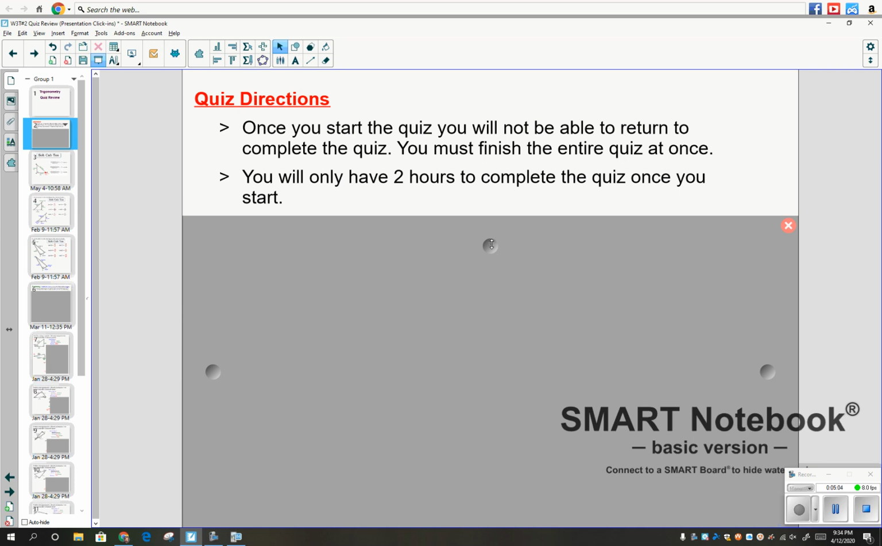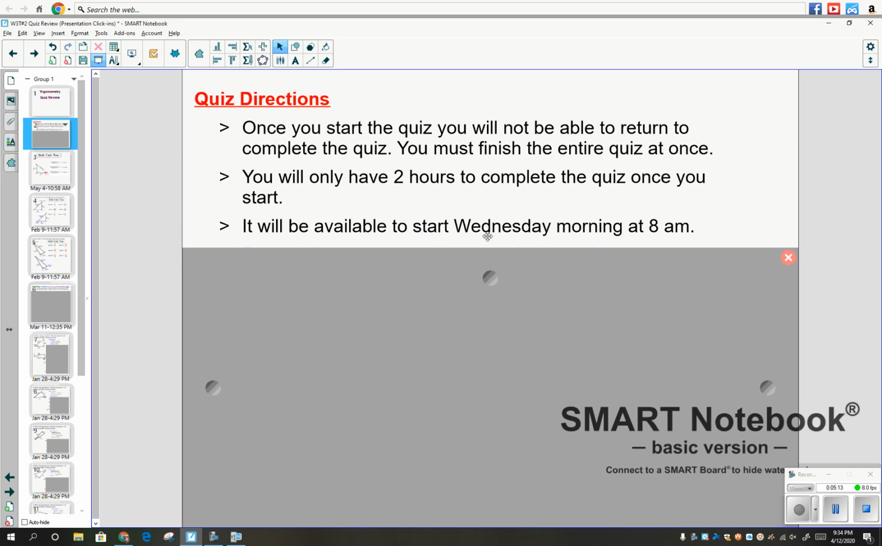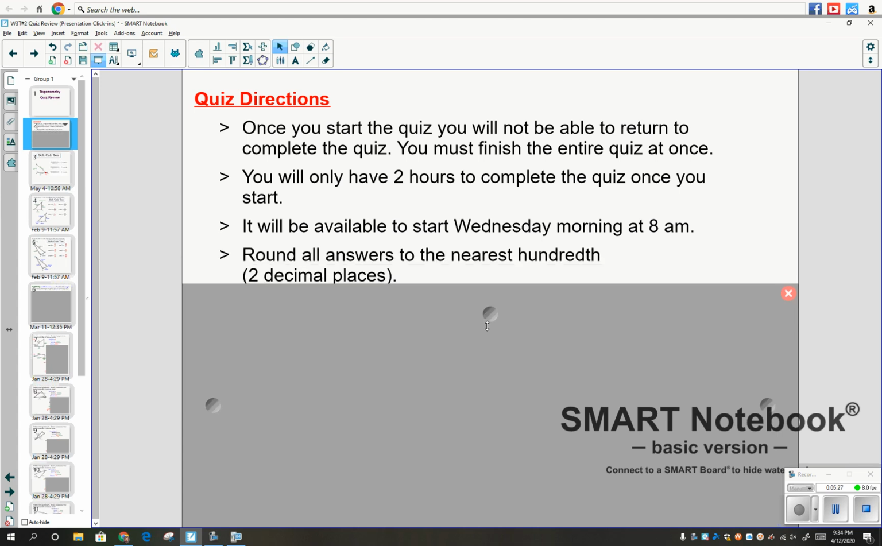There are six questions on the quiz. It will be available to start Wednesday morning, 8 a.m., so it will not be open until Wednesday morning, 8 a.m. So do note, you can do everything to prepare up to that, but it will not be open until Wednesday. You'll then have Wednesday, Thursday, and Friday to complete the quiz.